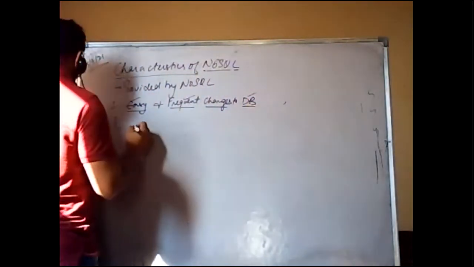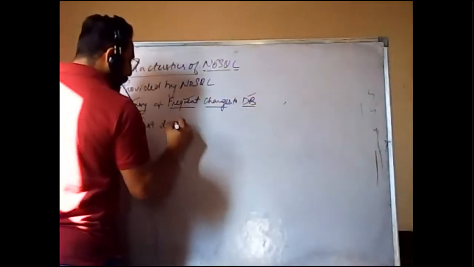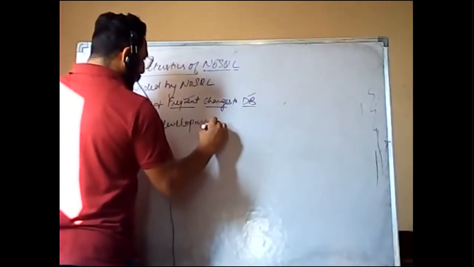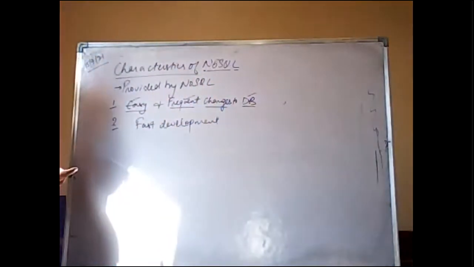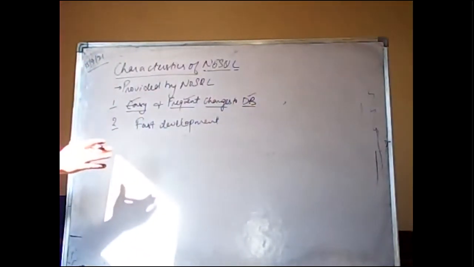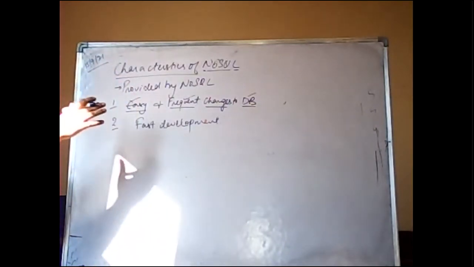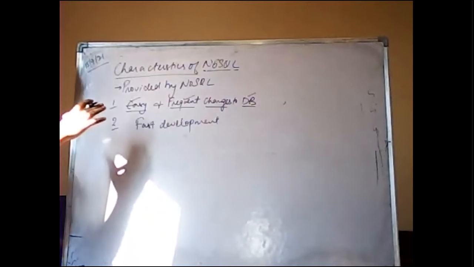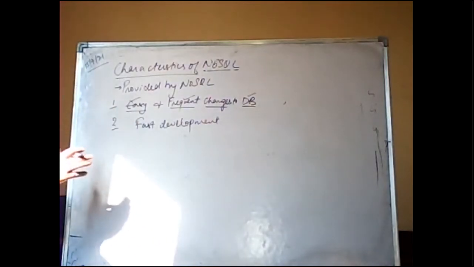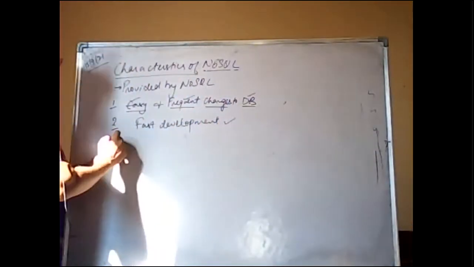Next, it provides fast development. Why is there fast development? Because the task is divided between the sub nodes or your slave nodes. If the tasks are divided between the different nodes, they can be processed and tracked easily. That is why it is fast to develop.